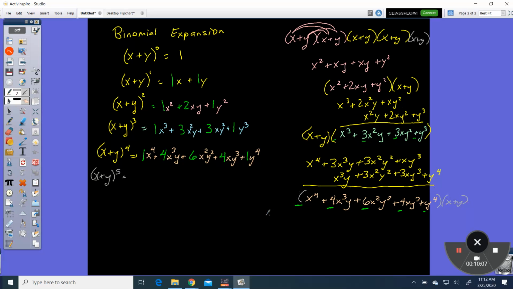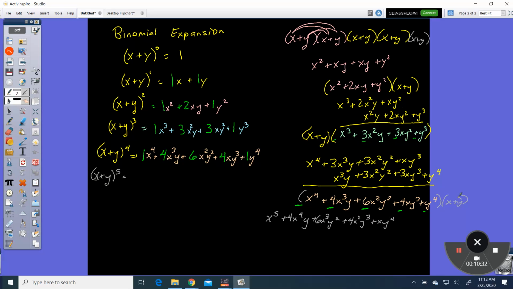So x times x to the fourth is x to the fifth. X times 4x cubed makes 4x to the fourth y. X times 6x squared y squared becomes 6x cubed y squared. X times this makes 4x squared y cubed. X times this one makes plus xy to the fourth.